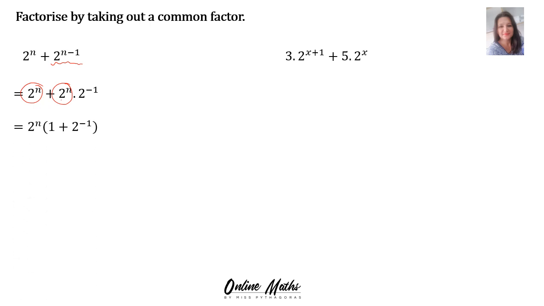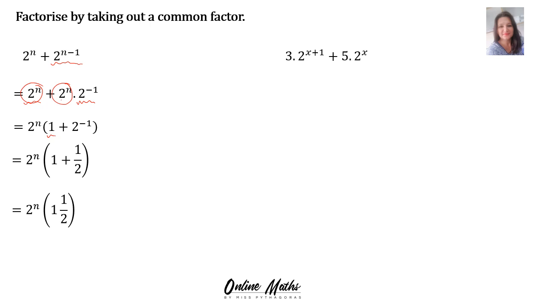But you must be very careful. When you take out 2 to the n as a common factor, you're not left with nothing, you're left with a 1, plus, there you had 2 to the negative 1, so you're left with 2 to the negative 1. And then in your next step, 2 to the negative 1 is a half, and you can add 1 plus a half, which is 1.5. Therefore, the answer is 2 to the n bracket 1.5.